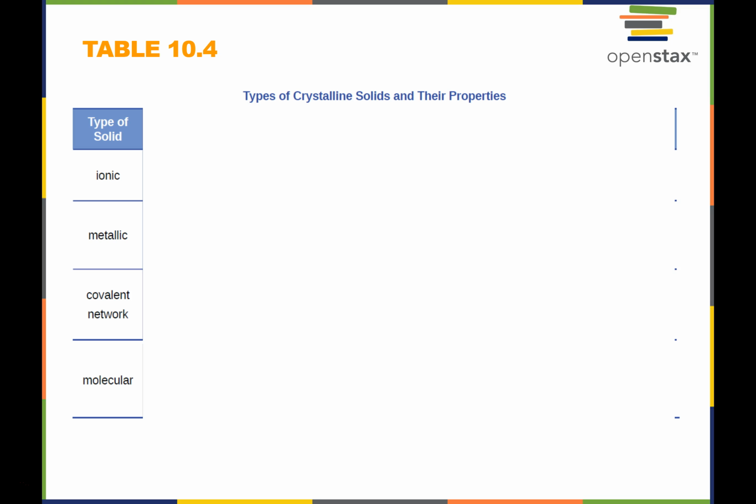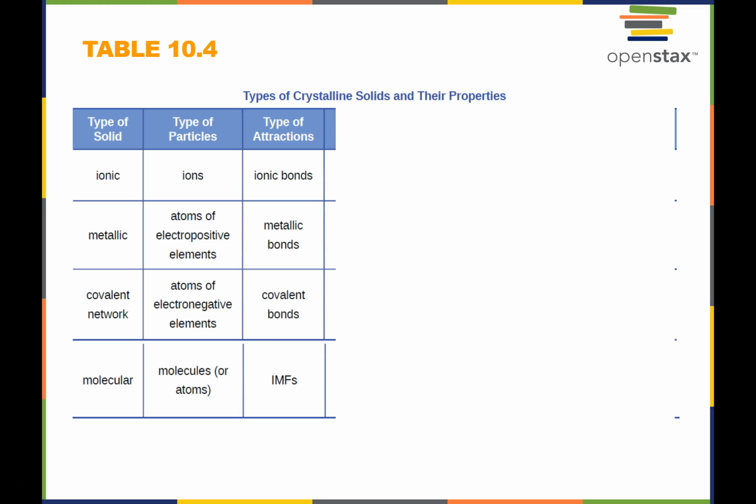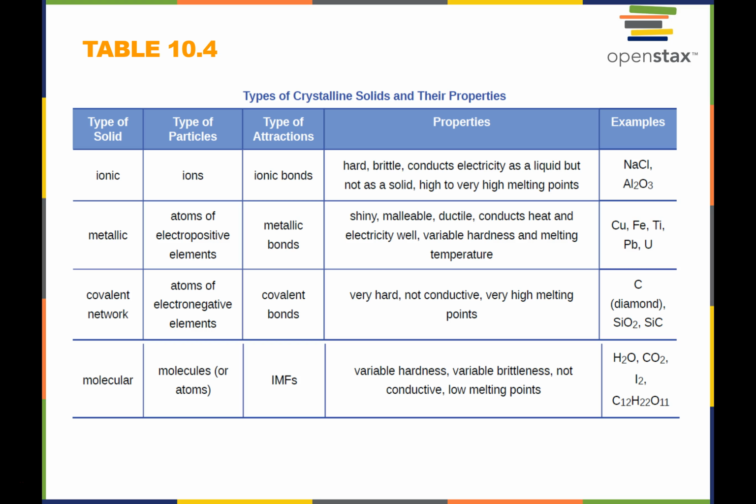OpenStax has this figure to summarize those four types of solids, crystalline solids versus amorphous solids. The type of particles that join together, the type of connection between the particles, pretty good. And then generally speaking on each column, what you can expect with regard to a crystalline solid of that type. And there are some examples, just in case you run into it again.